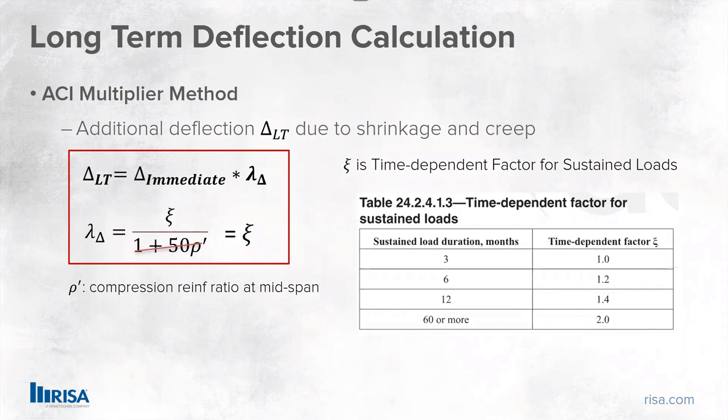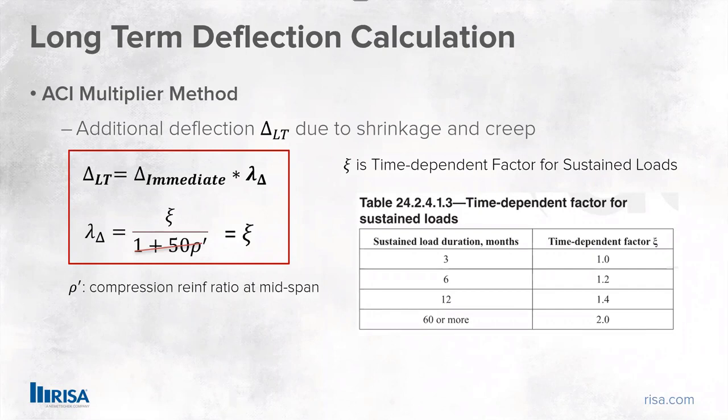Your psi is defined in ACI as the time dependent factor for sustained load. ACI gave this nice little table, which you can check based on your sustained load duration in months, and then you can find your psi factor. If you have a 3 month duration, your factor will be equal to 1.0. And if you have 60 months or more, this factor will become 2.0. If you want to know the factor between some of these durations, you can either do a linear interpolation, or ACI actually has a nice curve from which you can find this factor based on the duration of time.